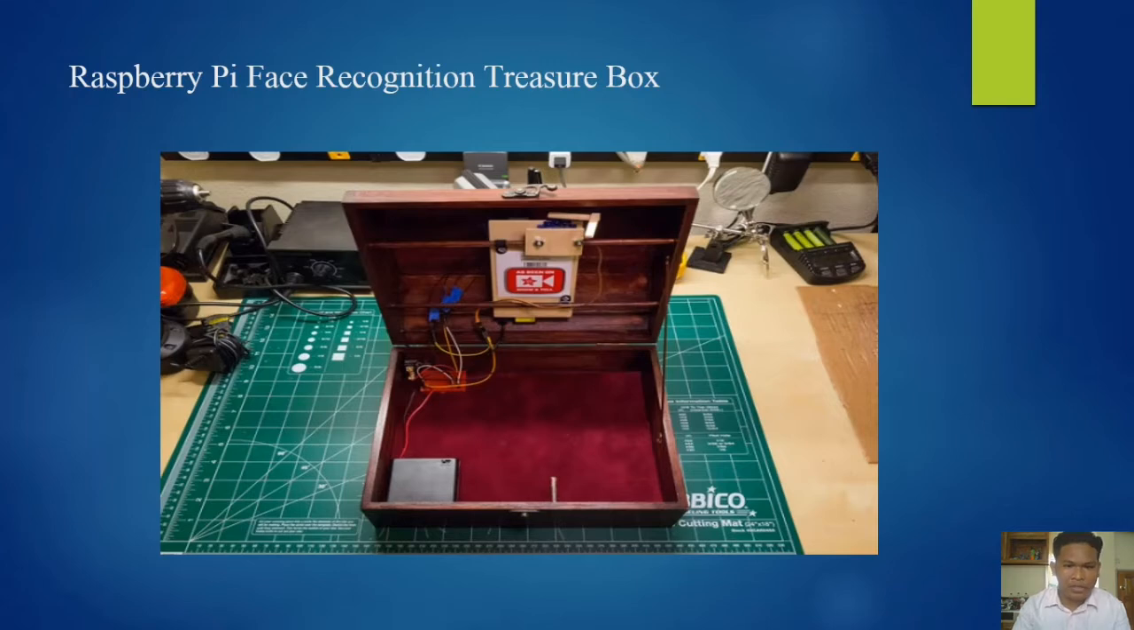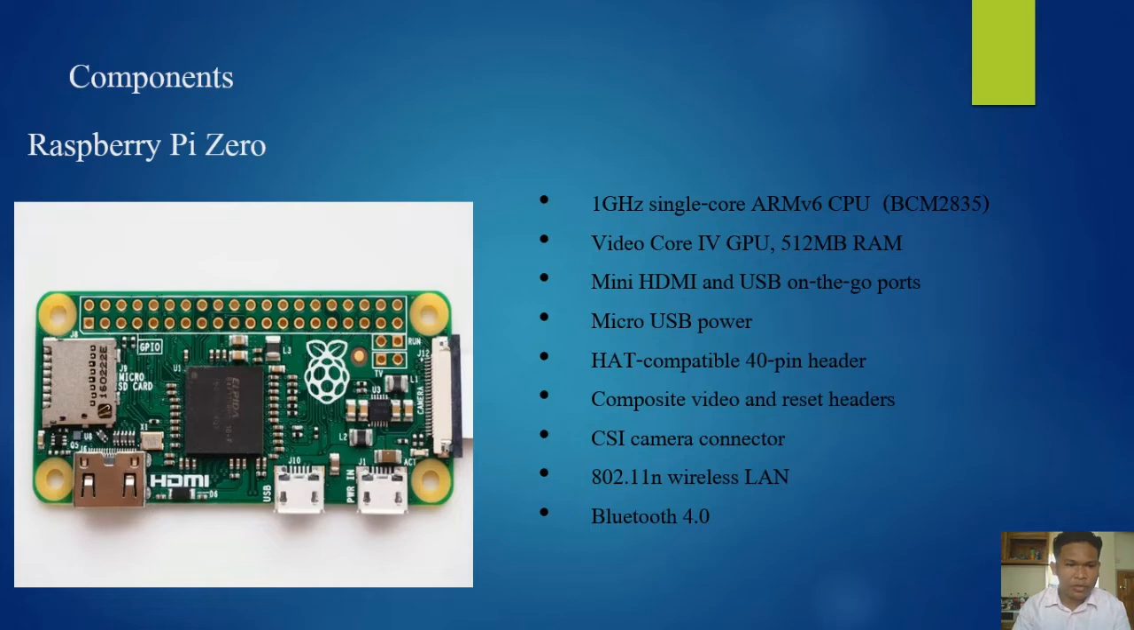So these are the components of Raspberry Pi. Raspberry Pi 0: 1 GHz single core ARM v6 CPU, VideoCore, 512 MB RAM, mini HDMI and USB On-The-Go ports, micro USB power, HAT compatible 40-pin header, composite video and reset headers, CSI camera connector, 802.11n wireless LAN, Bluetooth 4.0.